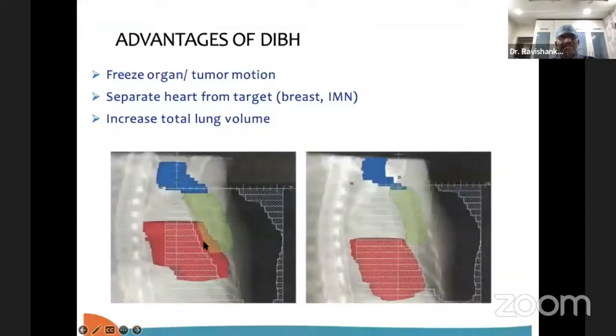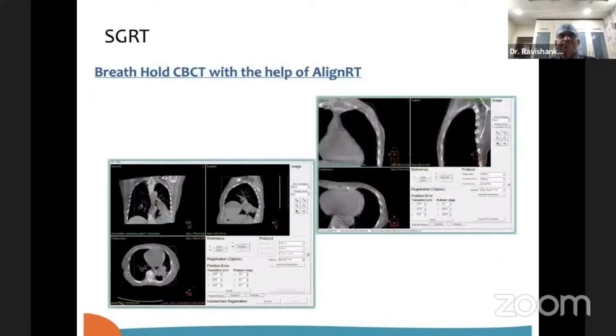So you can see that this is the radiation field. I'll show you, this is the radiation field. And this is the heart, which is included in free breathing. And this is the heart, which is away from the PTV in breath hold. So breath hold freezes the organ and separates the heart from the target volume, and it increases the total lung volume as well as reduces the dose to the heart.